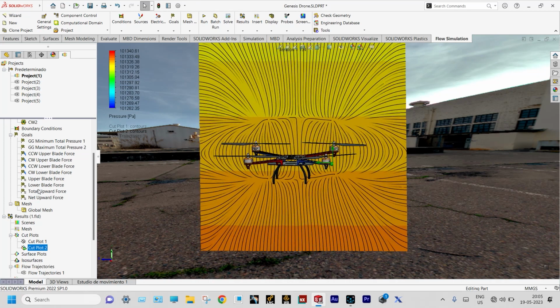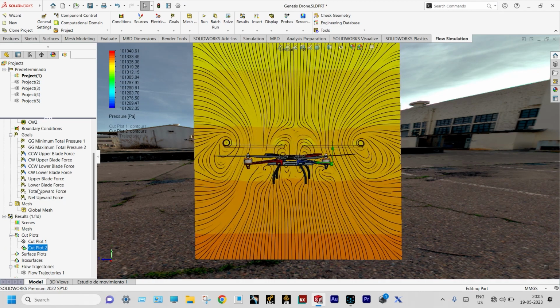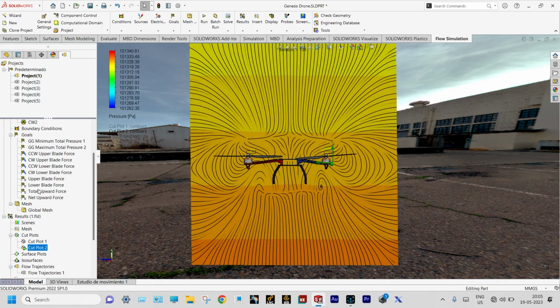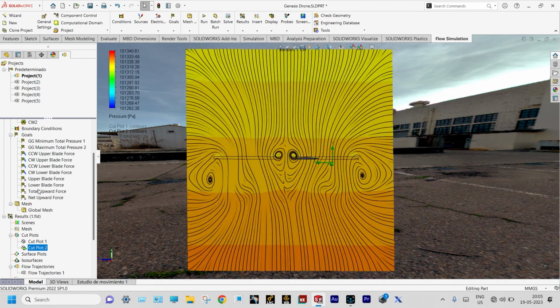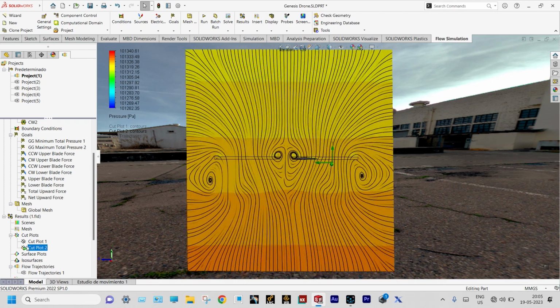From these different cut plots, it is not clearly understood, but from dynamics of flow particles, you can see how the flow particles will be moving and creating vortex at the centers of these rotors, right? So let us clear and hide this one.